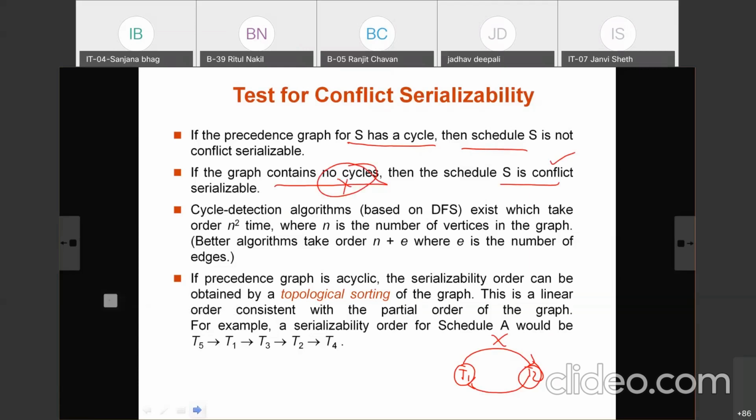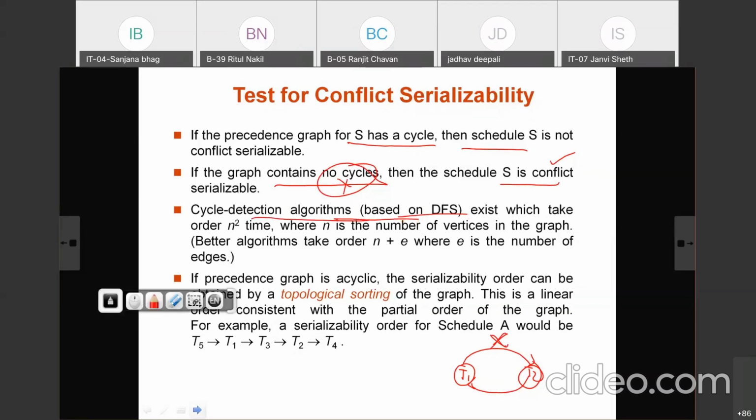For cycle detection, different algorithms are there. For example, simple depth first search we can use to check whether there is a cycle or not. If there is a cycle, it is not conflict serializable. If there is no cycle, it is conflict serializable. For that, we can use different cycle detection algorithms based on DFS.